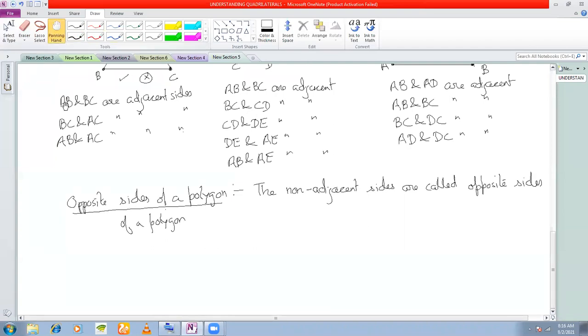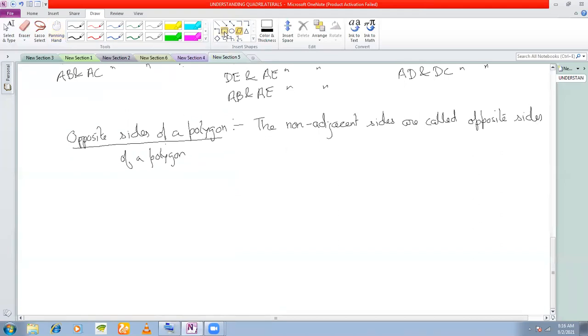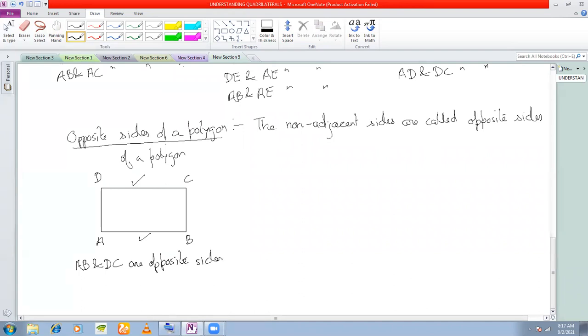For example, let us say in case of a rectangle, what are the opposite sides? AB and DC are opposite sides, right? This side and this side, they are opposite, because they are not adjacent. What else? This side and this side. These two are also opposite. So AD and BC are opposite sides.